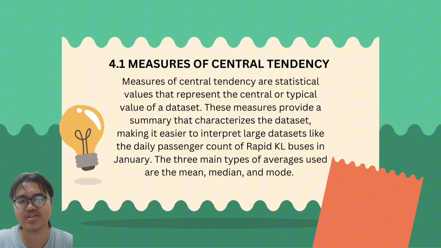Let's go to 4.1, which is measure of central tendency. Measures of central tendency are statistical values that represent the center or typical value of a dataset. This measure provides a summary that characterizes the dataset, making it easier to interpret large datasets like the daily passenger count of Rapid KL buses in January. The three main types of average used are the mean, median, and mode.